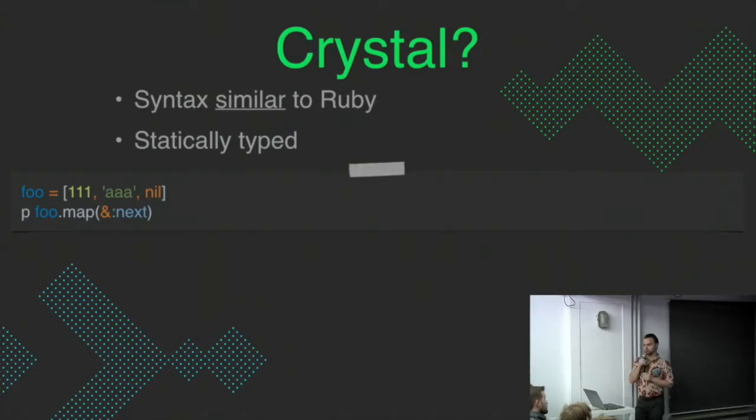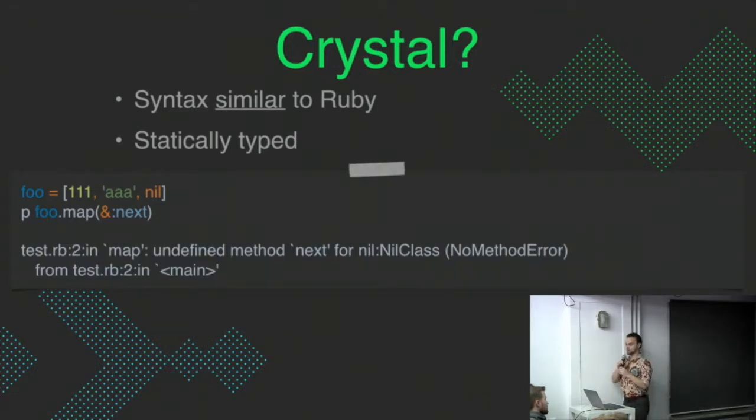And it will not work, because you call next on each of those objects. So you can call next on a number, you can call next on a string, but you can't call next on nil. So you get no method error. But you get it after running the code, usually in production or somewhere, which is not good. So let's try and run the same code in Crystal.